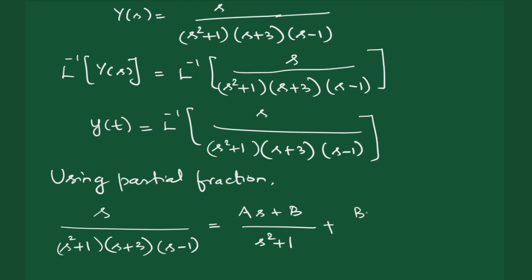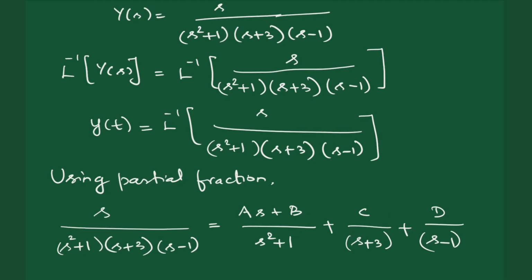Next is, already b is used here, so we can take another constant c divided by (s plus 3), plus another constant d divided by (s minus 1). Okay, so for this, you can go through the video for the partial fraction method. So as usual, here we have to simplify to find out a, b, c and d.